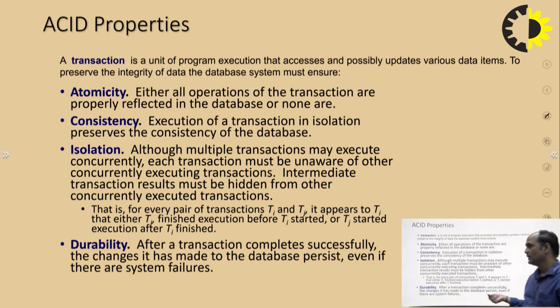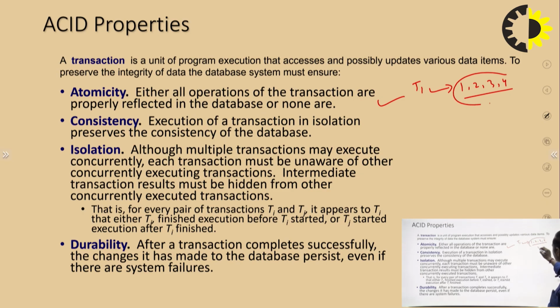What does it mean? Suppose we have a transaction T1 and operations 1, 2, 3, 4. These are the 4 operations that can be performed. What type of operation? Either it is a read or a write operation. There are only 2 operations in a transaction: read or write. So these 4 operations are in the particular transaction T1.